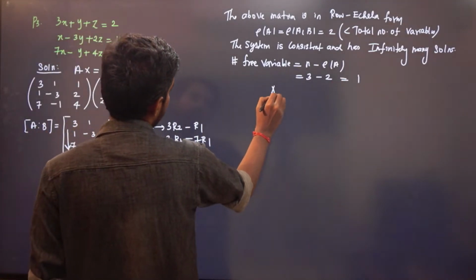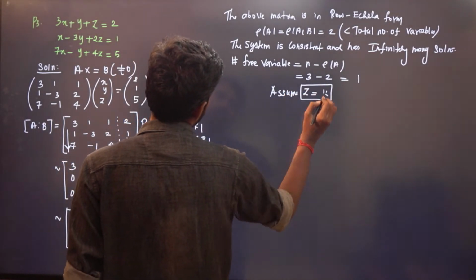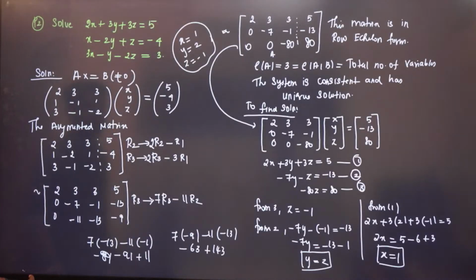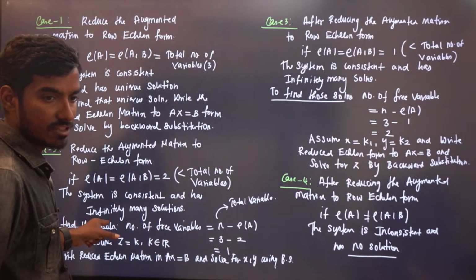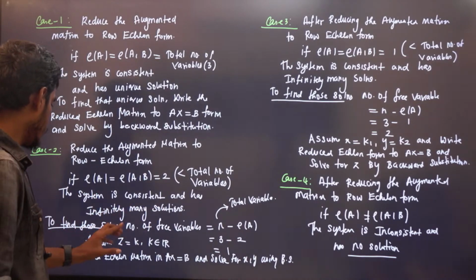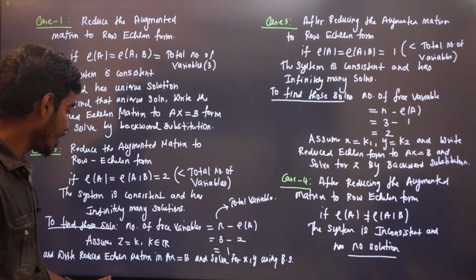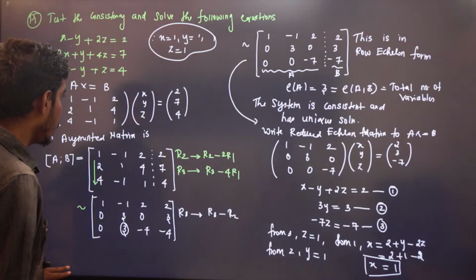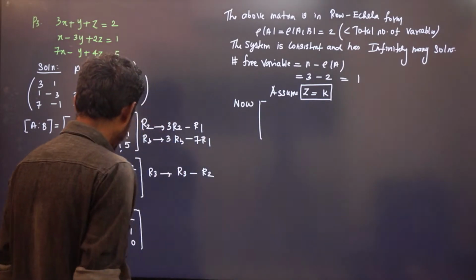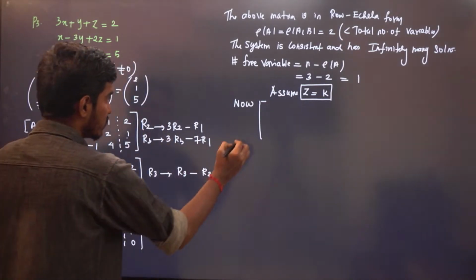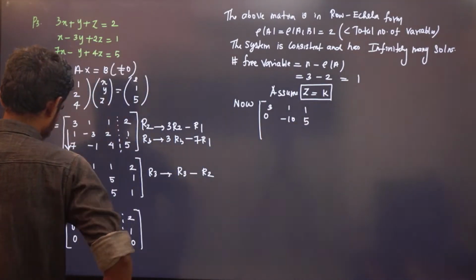So assume z is equal to k. You can see here I have written the procedure also. And we are in case 2, right? This falls in case 2. To find the solution, the number of free variables is always 1 here. Assume z is equal to k and write the reduced echelon matrix in Ax equal to b and solve for x, y by backward substitution. Now write the reduced echelon matrix to Ax equal to b. So this is the reduced echelon matrix: 3, 1, 1; 0, -10, 5; 0, 0, 0.